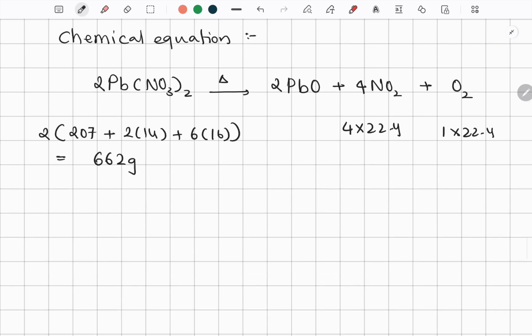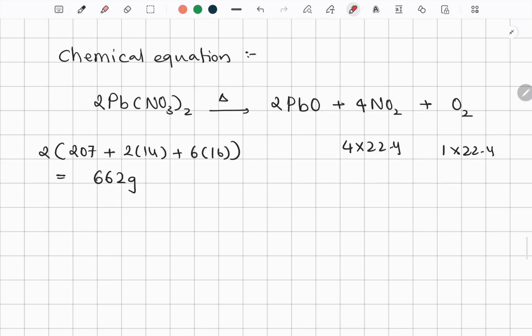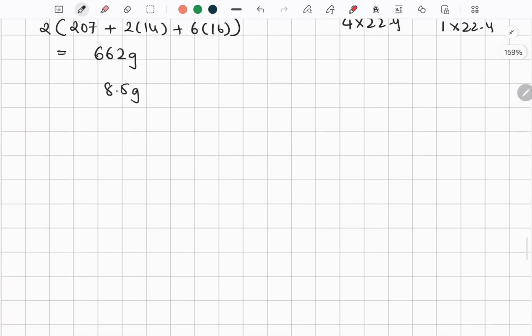Okay, now let's go back to this question. So it's very simple, that 662 gram of lead nitrate is giving you 4 into 22.4 liter of nitrogen dioxide and 1 into 22.4 liter of oxygen. Correct? So what can we do over here? Now we can apply the unitary method and we can calculate the volume obtained by 8.5 gram of lead nitrate and volume obtained for oxygen by the 8.5 gram of lead nitrate. Okay, so let's go for the solving.